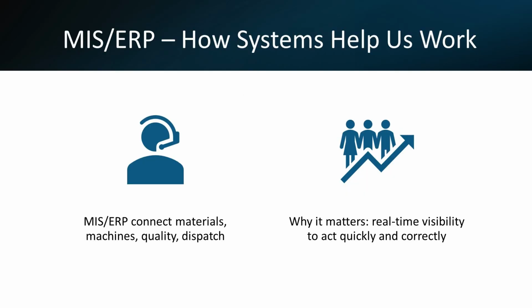MIS, Management Information System. ERP, Enterprise Resource Planning System. These systems integrate production, materials, quality, maintenance, and reporting. They give real-time visibility so we can act quickly and correctly.